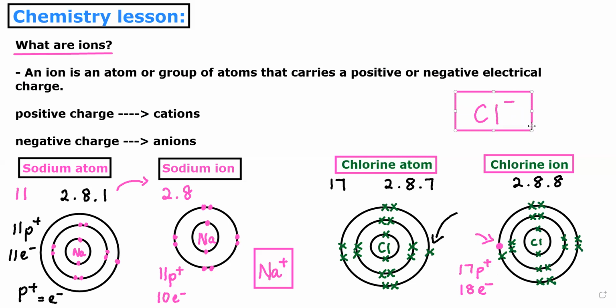So now you understand how, in positive cations, sodium got this, and in anions, how chlorine got this. This is how ions are formed, which are charged particles. They either carry positive charge or negative charge.